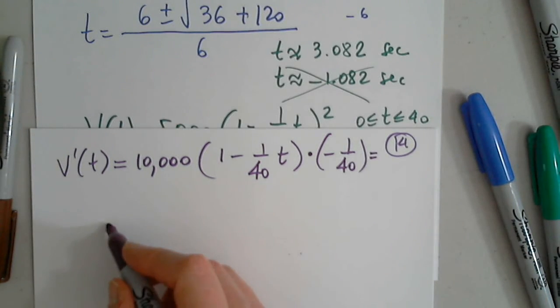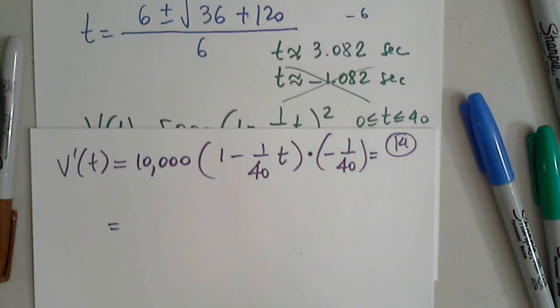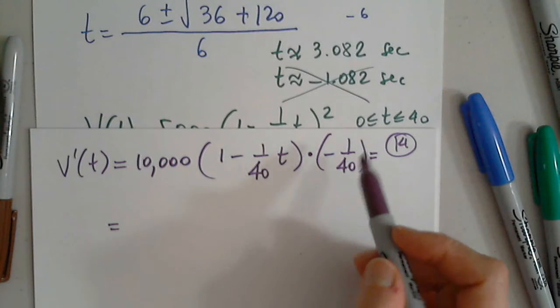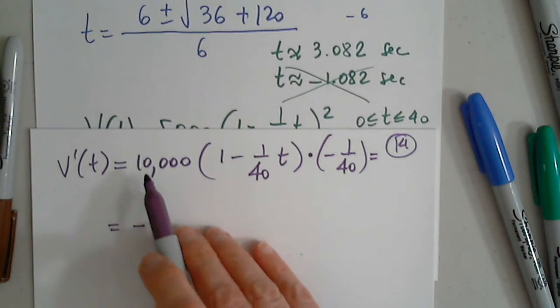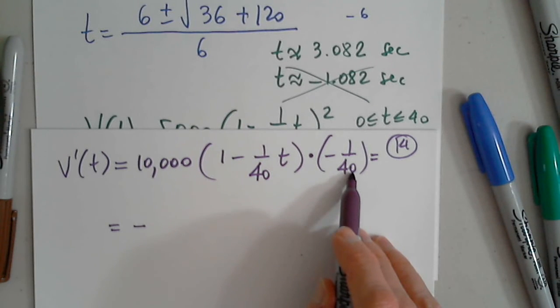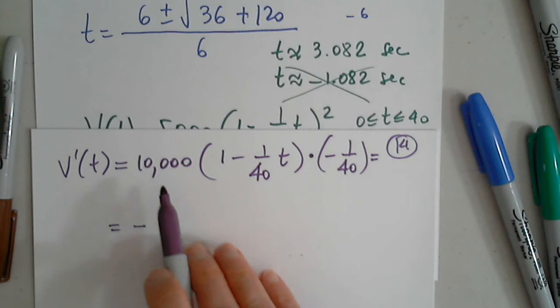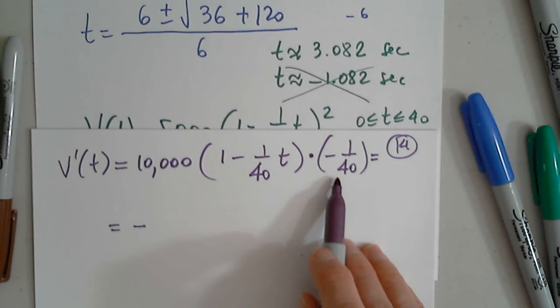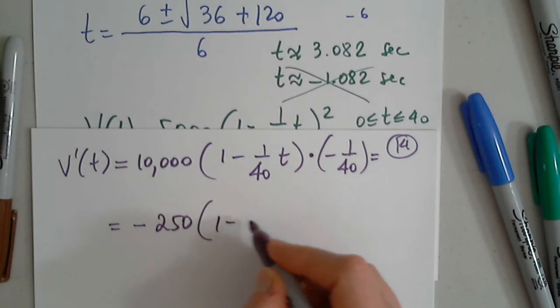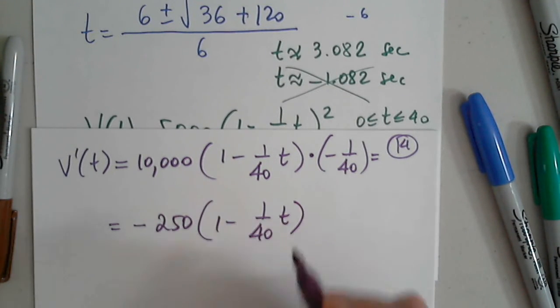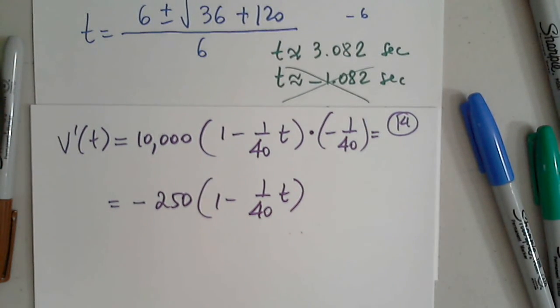So then I will continue. Try to simplify a little bit if I can. So I will simplify. First of all, I have a minus in front. 10,000 divided by 10 is 1,000. And then 1,000 divided by 2 is 500, divided by 2, so this must be 250. And then 1 minus 1/40 t. You can distribute if you want. It's up to you. Or just leave it alone.